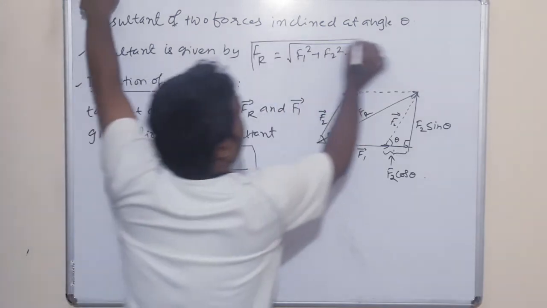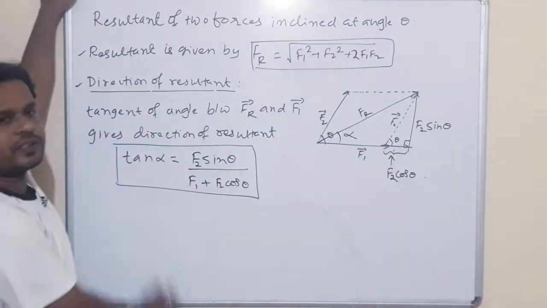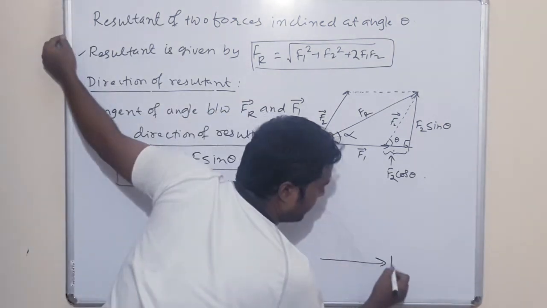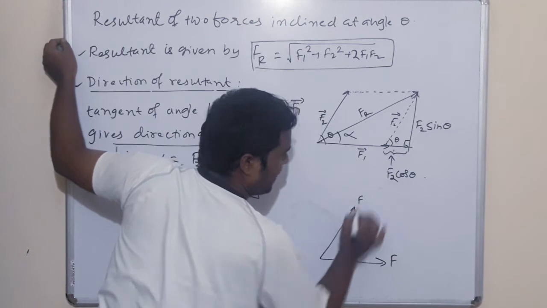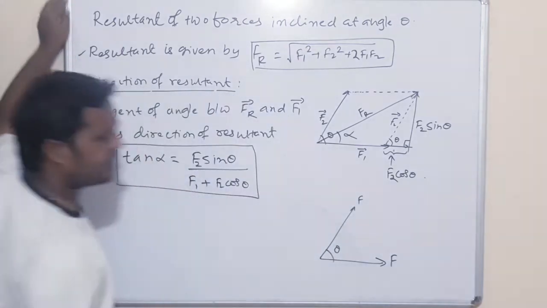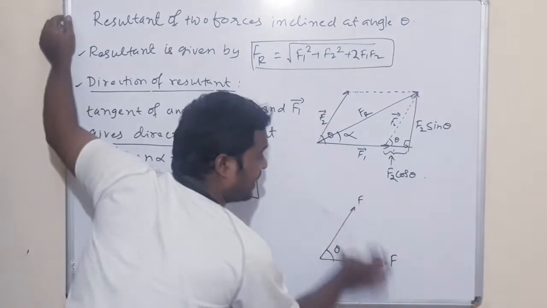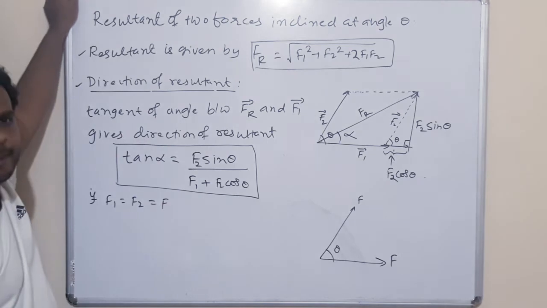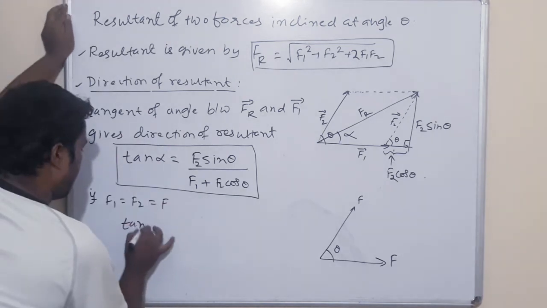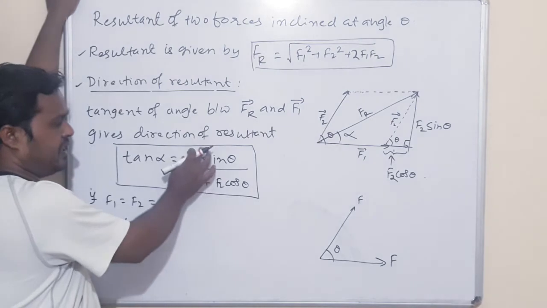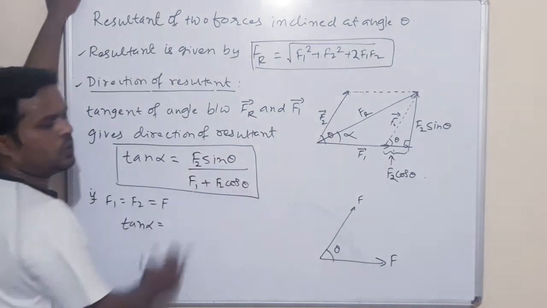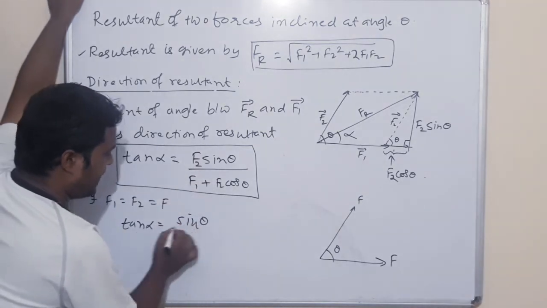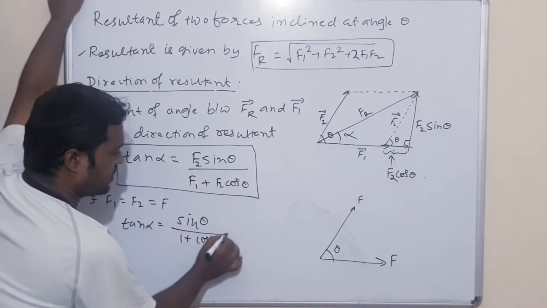This equation will give the magnitude of the resultant, and this equation gives the direction of the resultant. If two forces are equal, this is F, this is F, and the angle between them is theta. If F1 is equal to F2 is equal to F, then what will be tan alpha? Tan alpha is equal to F sin theta divided by F plus F cos theta. Then take F outside, cancel F and F. I will get sin theta divided by 1 plus cos theta.